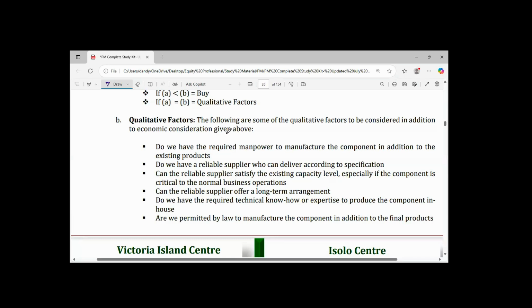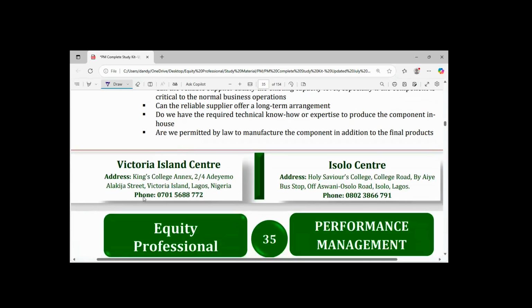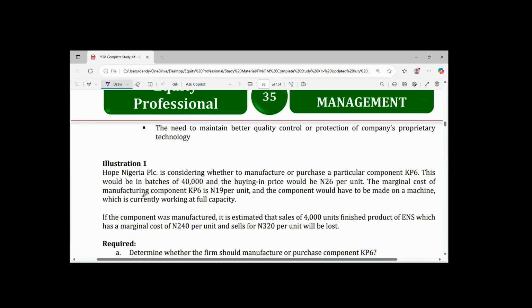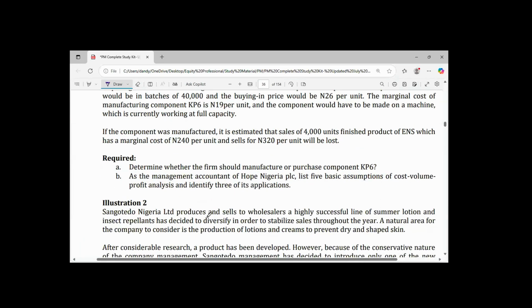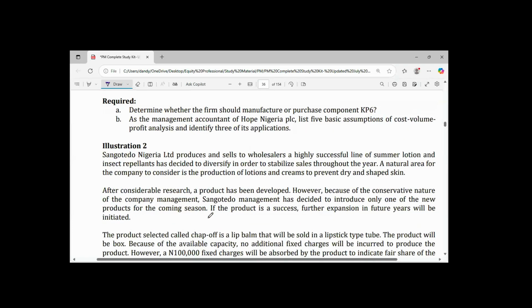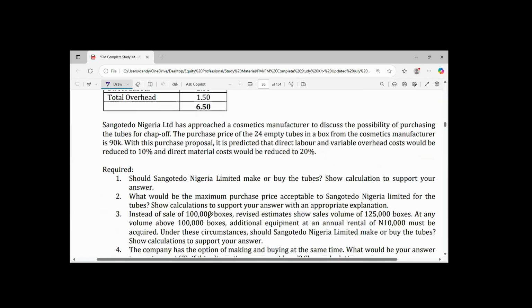You can go to the ebook, the PDF. There are so many factors I put in there. So let's move on. And that's where we stopped last time. Then we now have an illustration. We solved this illustration number 1. All right. We solved that illustration number 1. So let's have another illustration now.